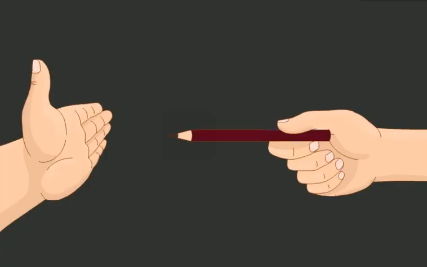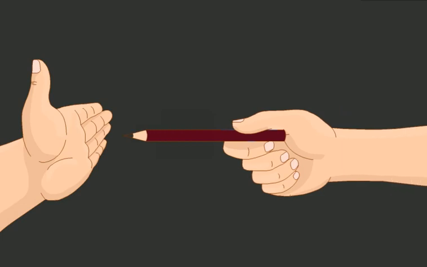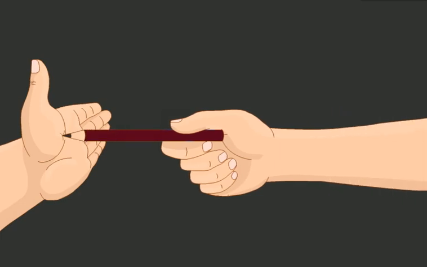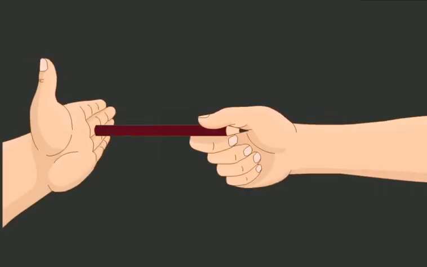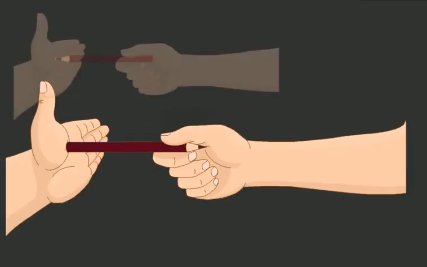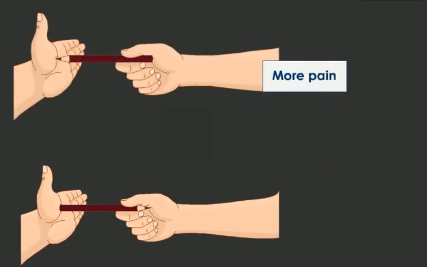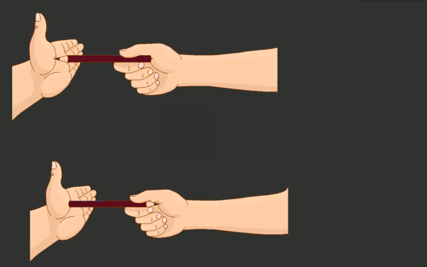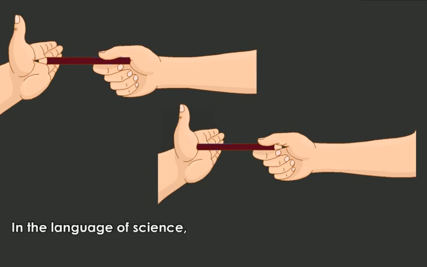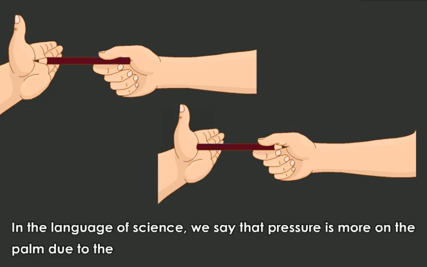Students, make your pencil pointed. Hold it and press the pointed end gently on the palm of the other hand. Now, repeat the same with the blunt end. Obviously, you feel more pain when you press your palm with the pointed end than that by the blunt end. In the language of science, we say that pressure is more on the palm due to the pointed end than that due to the blunt end.